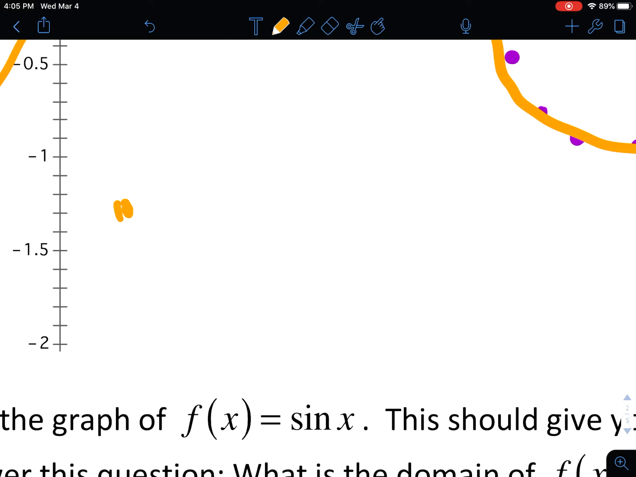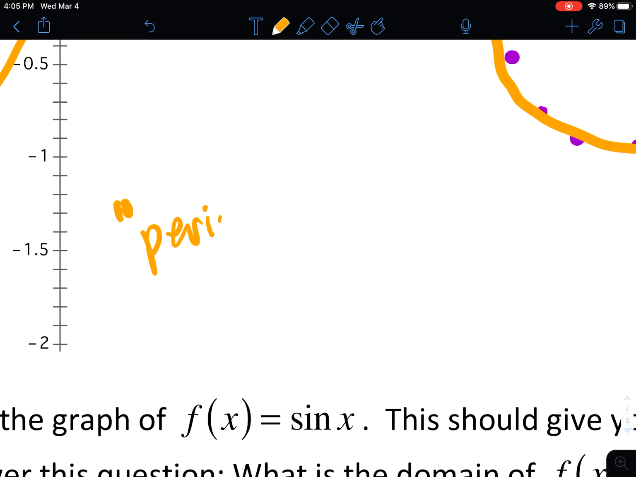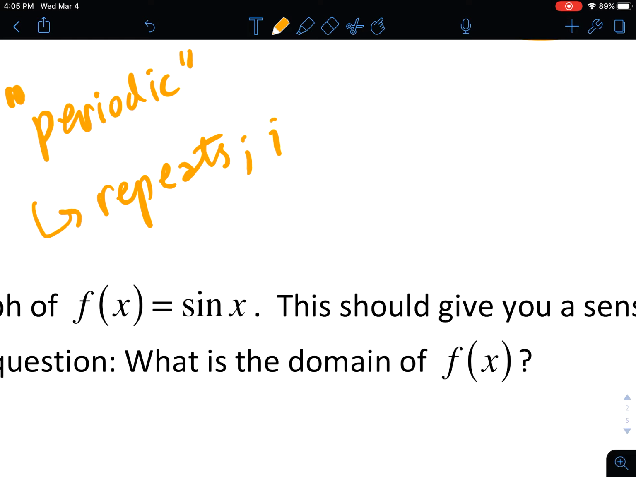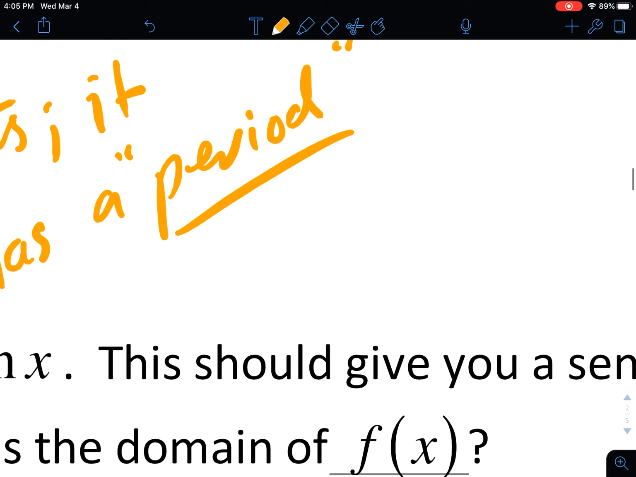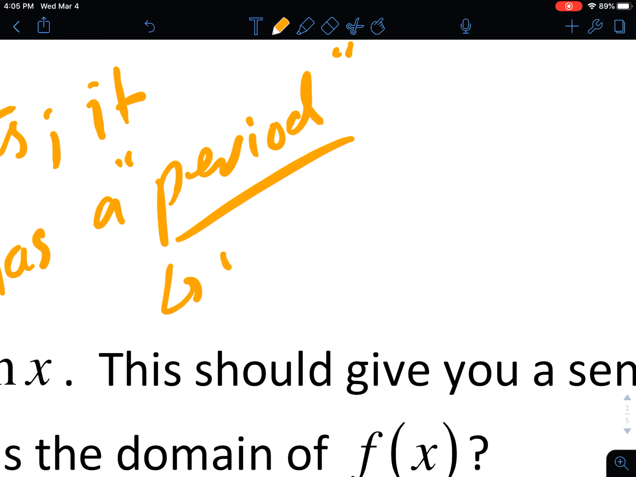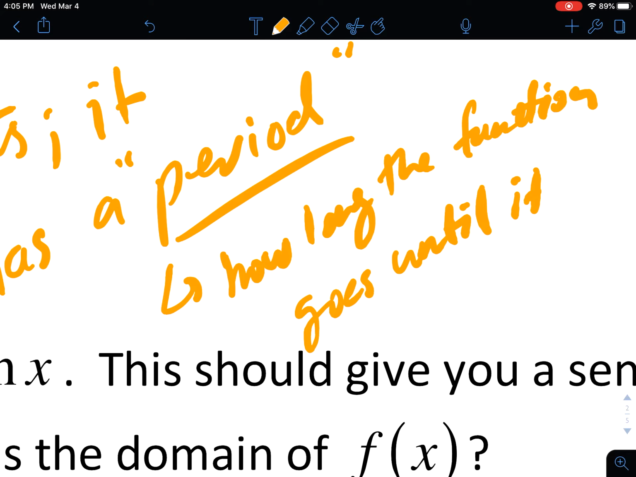It's said to be periodic because it repeats itself. It has a period, which is the length of one unique part. You can think of this as how long the function goes until it repeats itself.